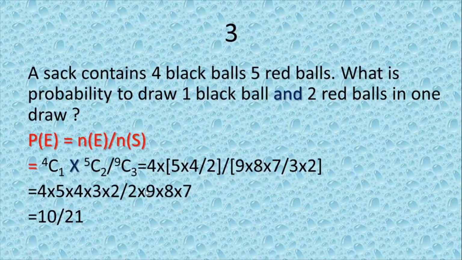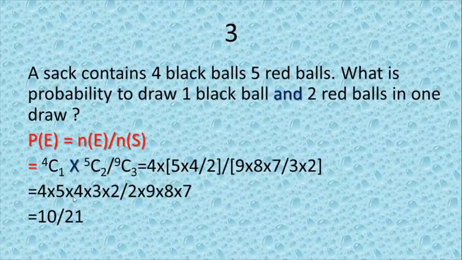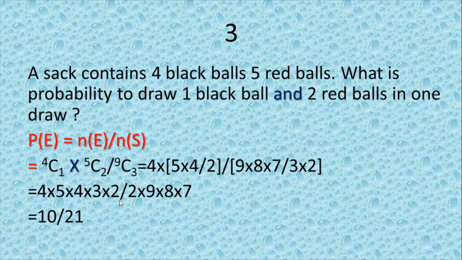So if you solve this, 4 into 5 into 4 into 3 into 2 divided by 2 into 9 into 8 into 7, you will get, after cancelling out the possible numbers, 10 divided by 21 as the probability. Out of 21 we have 10 chances.